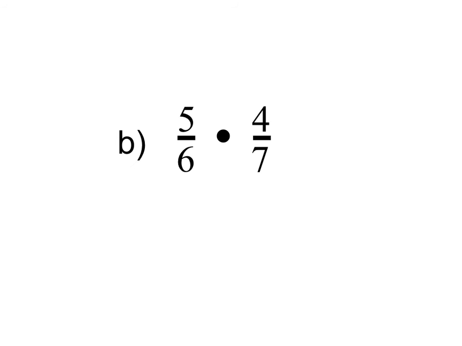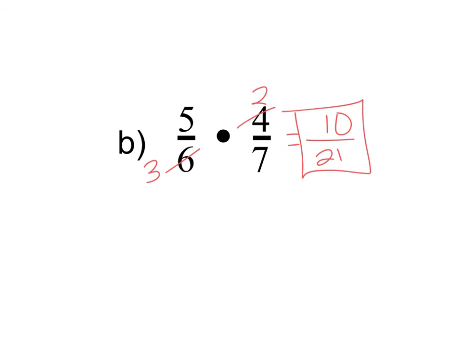Okay, letter B. Can you reduce up and down? Nope, but you can diagonally. And that becomes 2/3, then multiply straight across. 10/21. Double check really fast that you can reduce. Nope, you can't, so there's your answer.